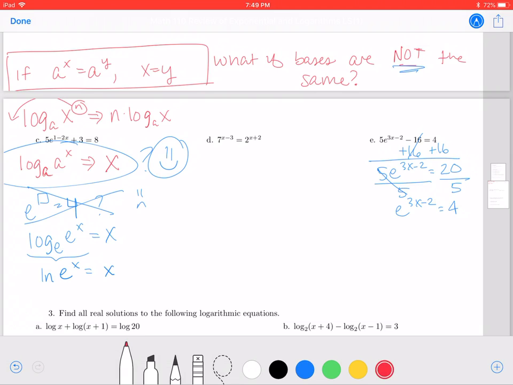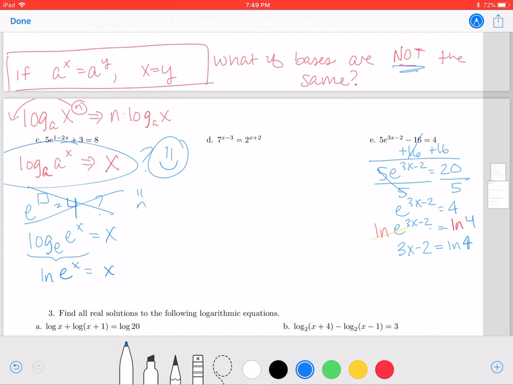So let's use that rule here. That means if I take the natural log of e to the power of 3x minus 2 and set it equal to natural log, because if I did something on the left, I have to do it on the right, of 4, then that natural log and that e, they cancel each other out essentially, so that I'm just left with that exponent, 3x minus 2, and on the right side, I'm just left with natural log of 4.